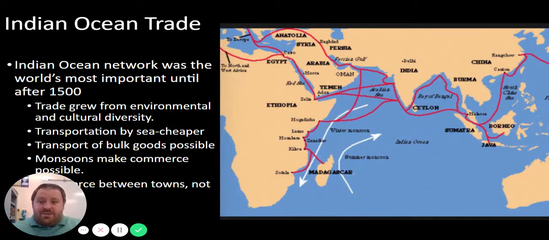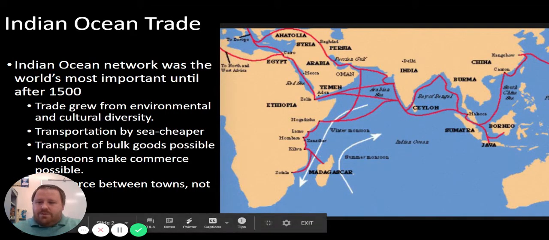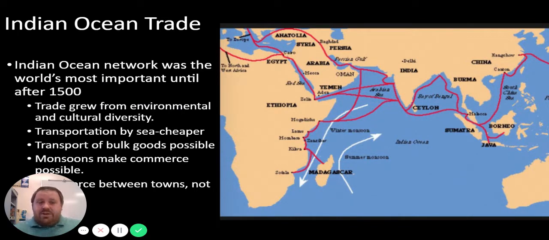It did, as you can see in that map a little bit. Some of it went to Europe, but most of this Indian Ocean trade is between East Africa, India, Southeast Asia, and China. That's where most of it's happening. Transport of bulk goods was possible during this time, and monsoons made commerce possible. Monsoons are storms that happen in the Indian Ocean during certain times of the year. They're predictable. They happen in seasons, and it's not just the storms but the winds that come with them, and how predictable these monsoons are, that makes this commerce possible.